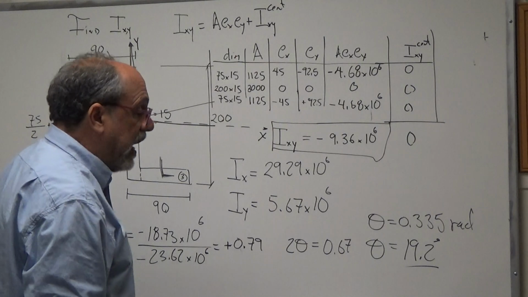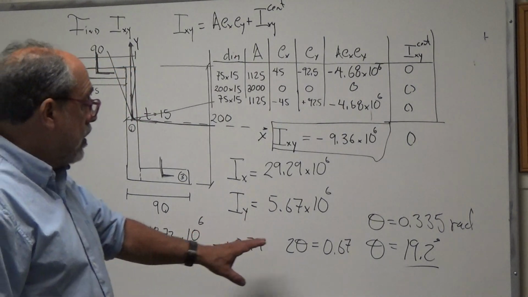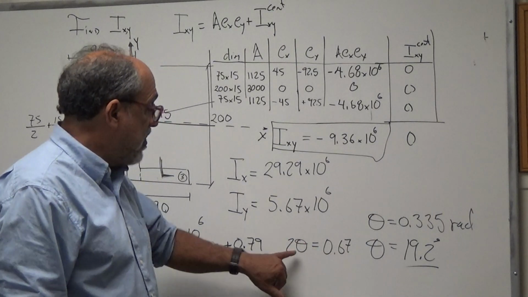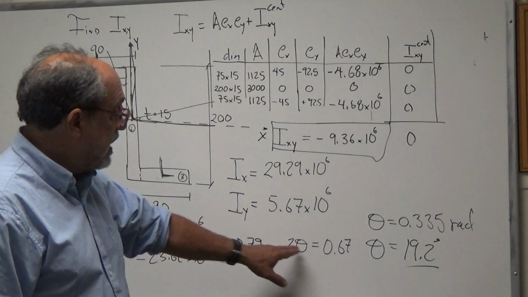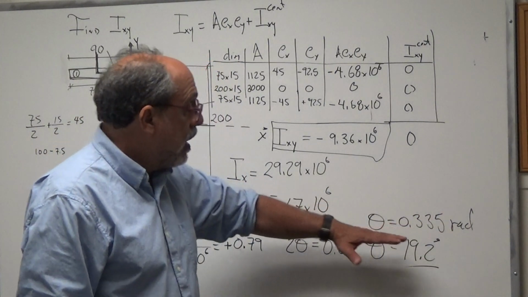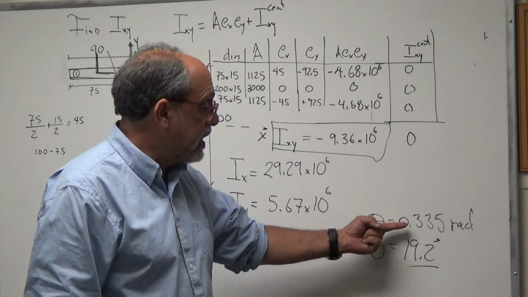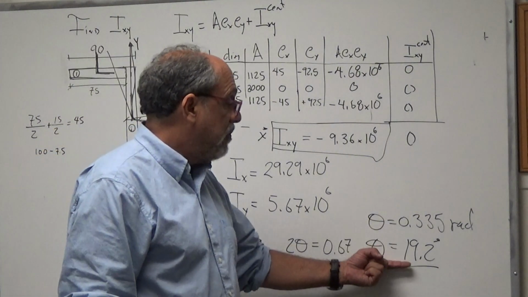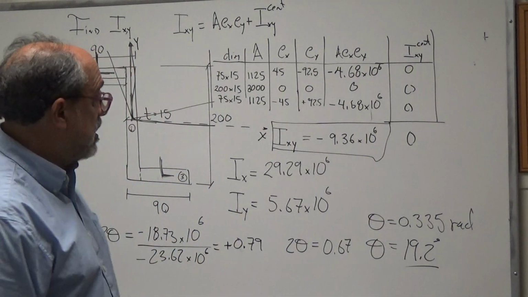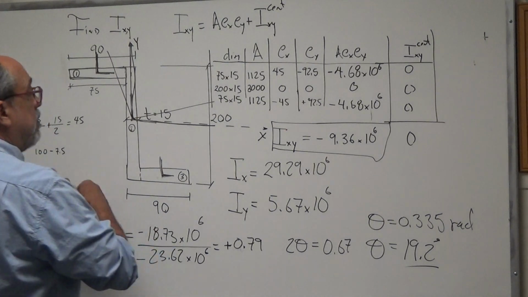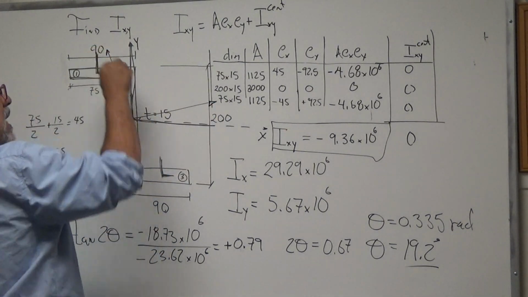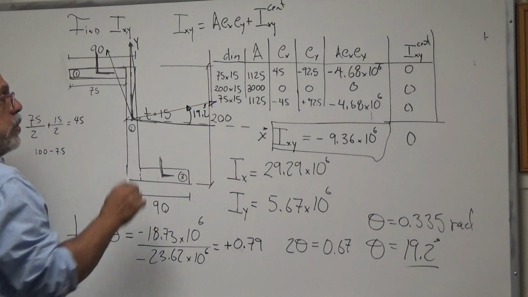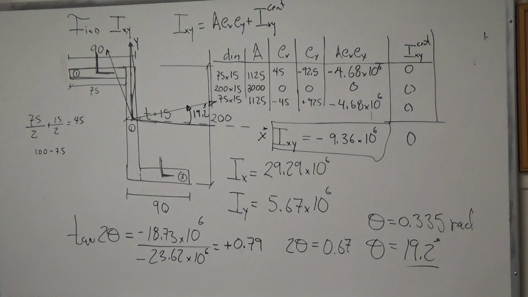Therefore, the arc tangent of 0.79 is 2 theta, and we find that it is 0.67, from where theta, this is in radians of course, is half of that, 0.335. Passing that 0.335 radians into degrees, multiplying by 180 and dividing by pi, we find 19.2 degrees, which means that the principal axes are these, and they are rotated counterclockwise 19.2 degrees with respect to the x-axis. Okay?